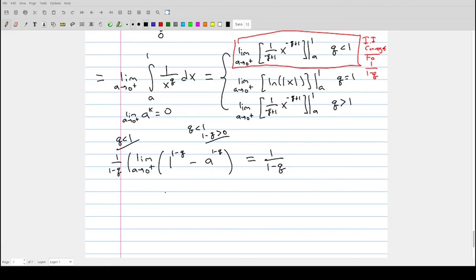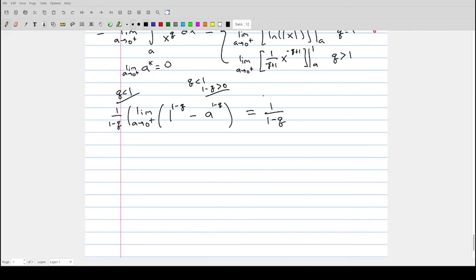And if you go through and do the same thing for the other two options, when q equals 1 or q is greater than 1, you're going to get that both of them diverge. So this gives us, for improper integrals of type 2, a much different result for functions of the form 1 over x to some power. It means that this diverges if the power of x, q, is greater than or equal to 1, and it converges to 1 over 1 minus q if q is less than 1.